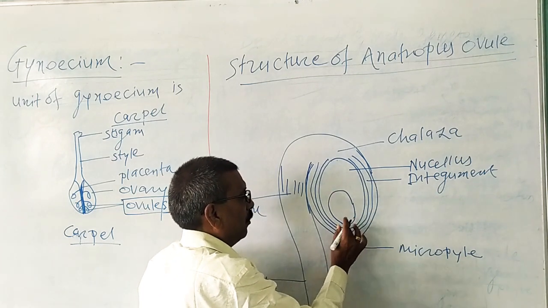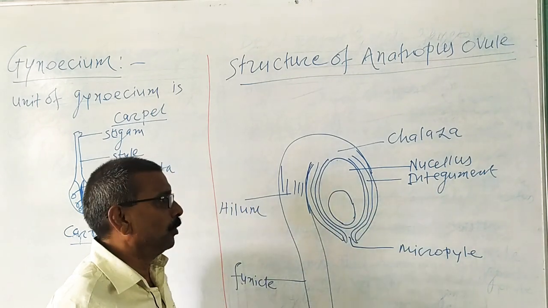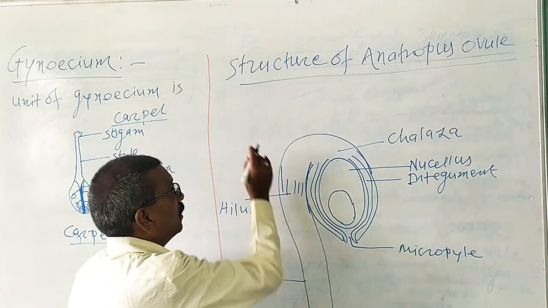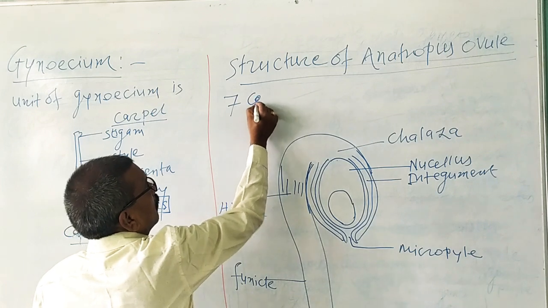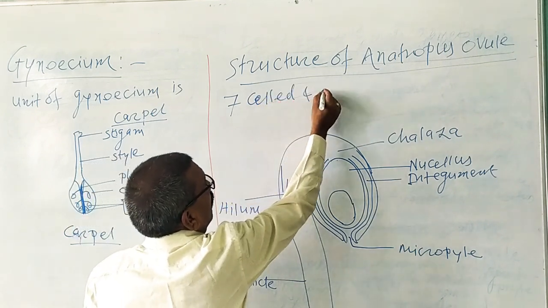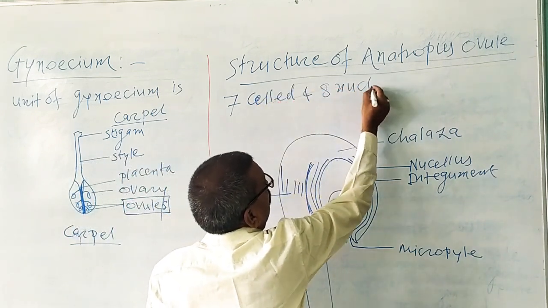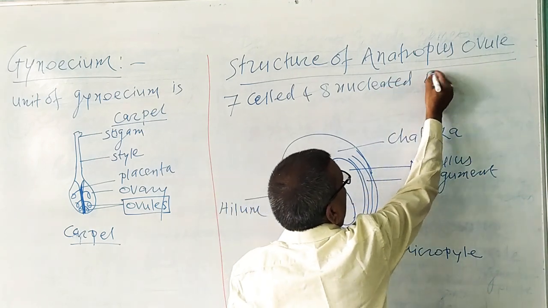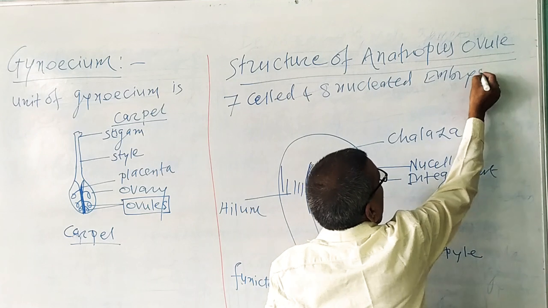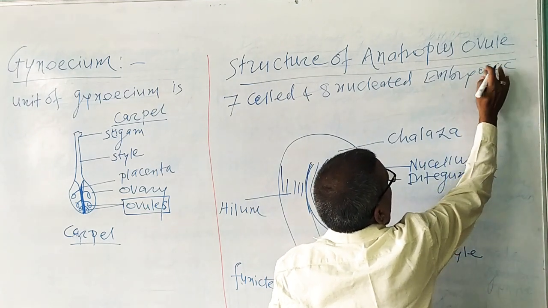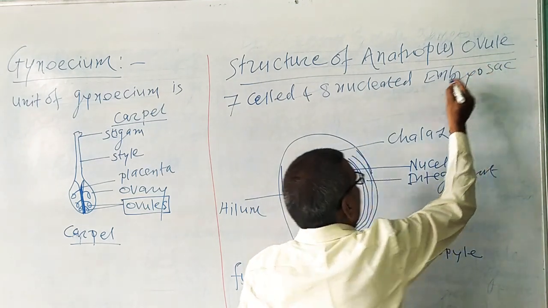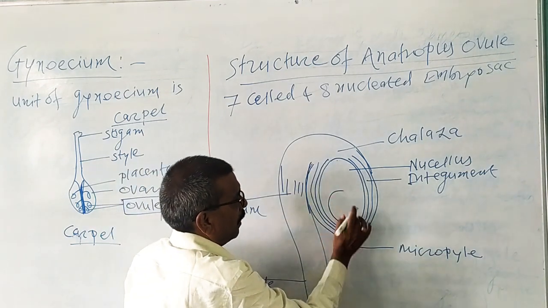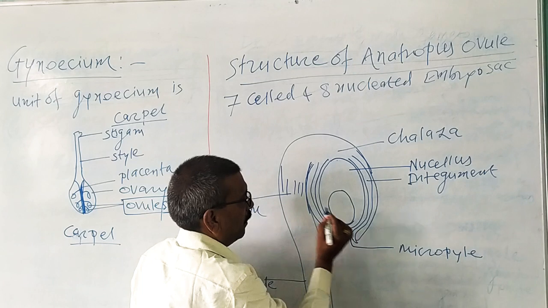Female gametophyte or embryo sac is produced, which is 7-celled and 8-nucleated. Keep it in mind. It is a 7-celled and 8-nucleated embryo sac or female gametophyte. Embryo sac or female gametophyte is found in the nucellus towards the micropylar end, in this way.